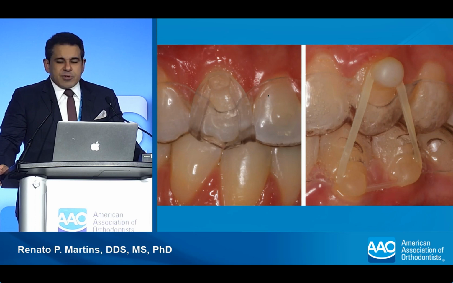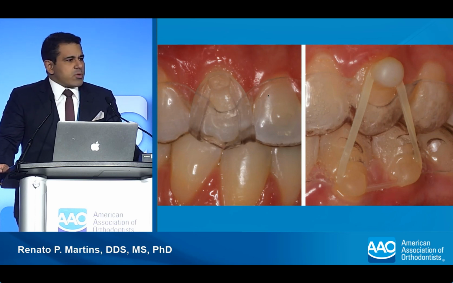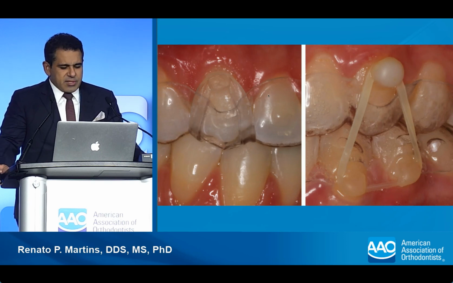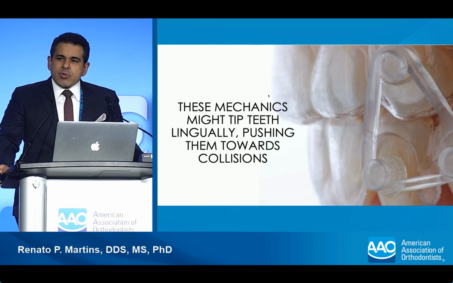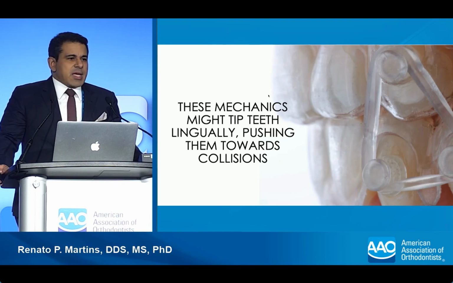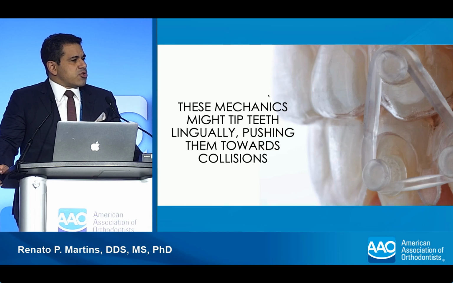Because those are teeth that sometimes when we do the planning, we want to extrude them following the long axis of the tooth, and it's hard. So these mechanics might tip the teeth lingually and push them towards collision. So you're trying to extrude a tooth, and if the mechanics is trying to lingualize that tooth, you might end up with some collisions that are going to keep the tooth from extruding.